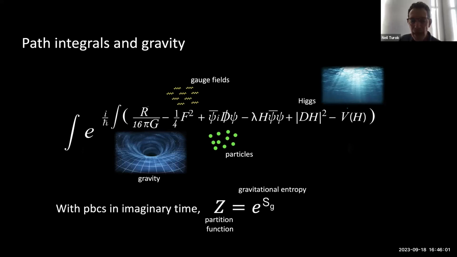And then when you write the free energy, e to the minus F over T, if you drop the energy term because that's zero, this is just e to the S. So the gravitational entropy is just the log of the number of states compatible with certain macroscopic parameters.